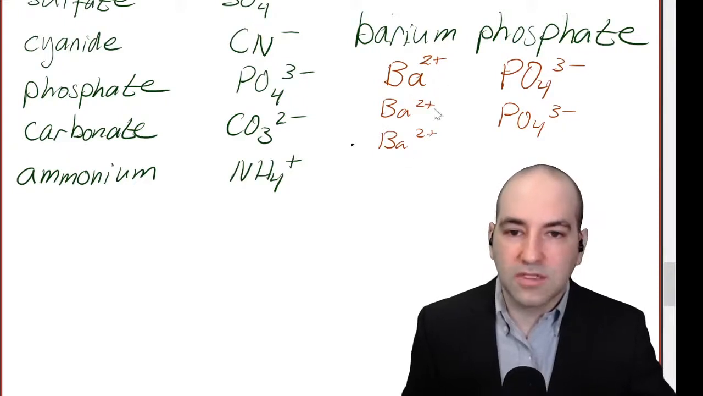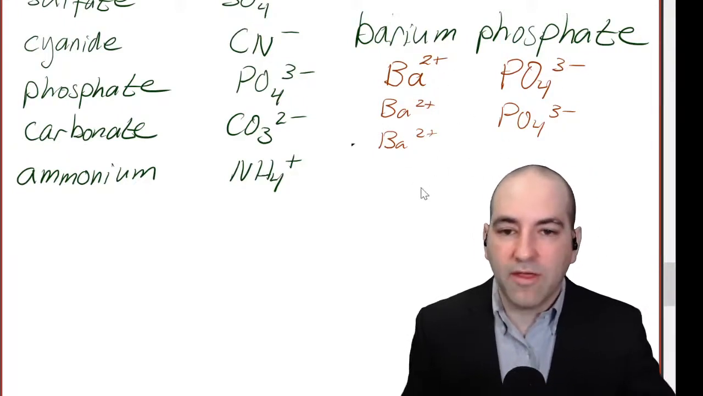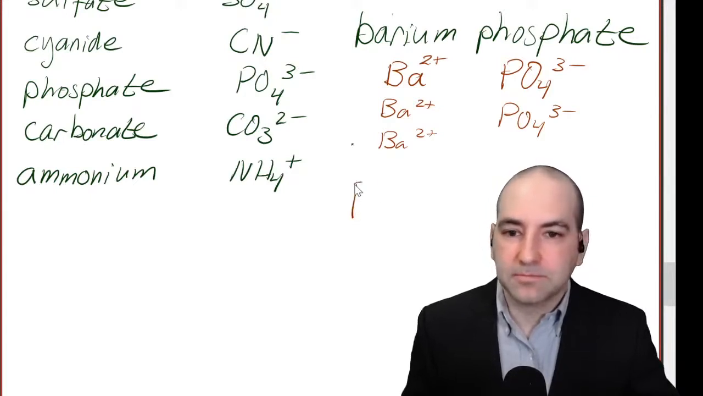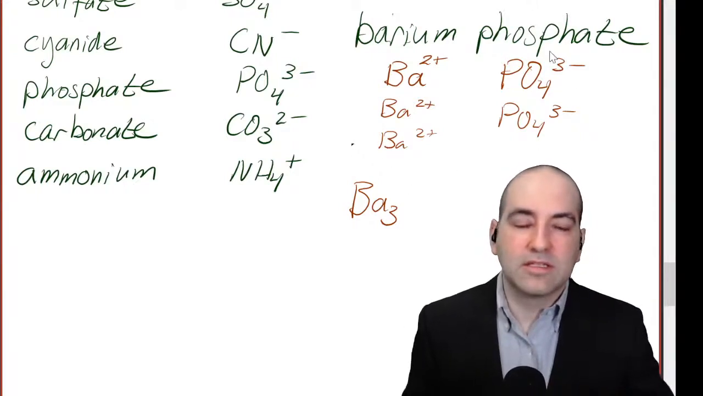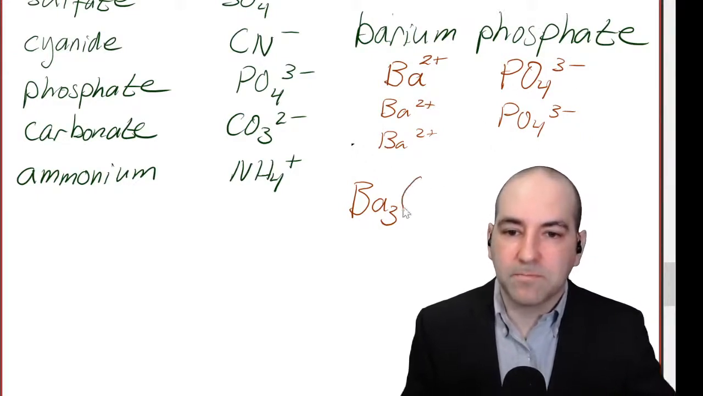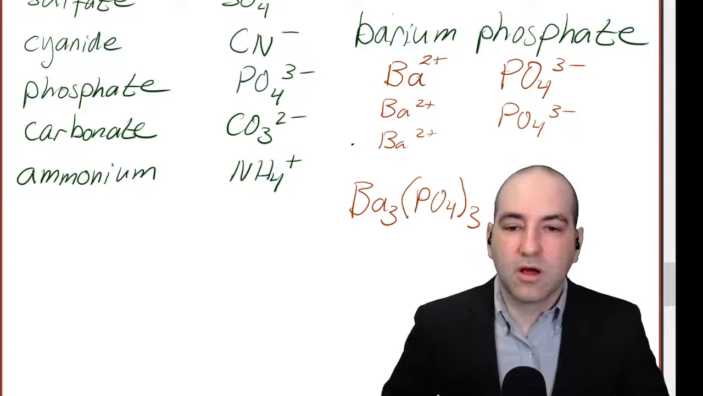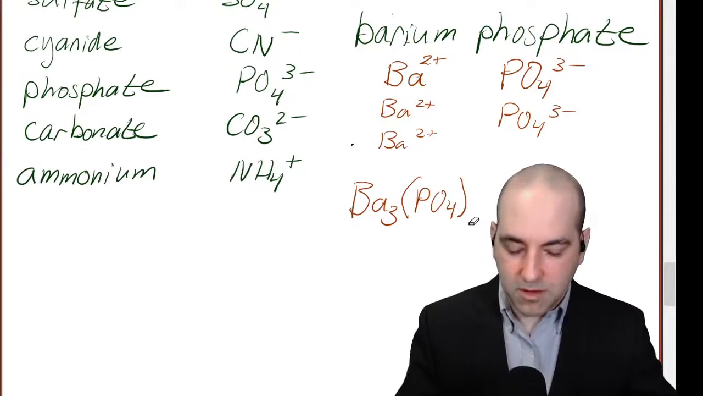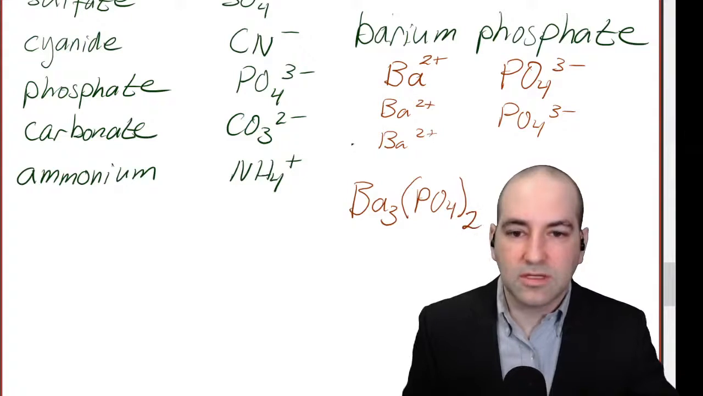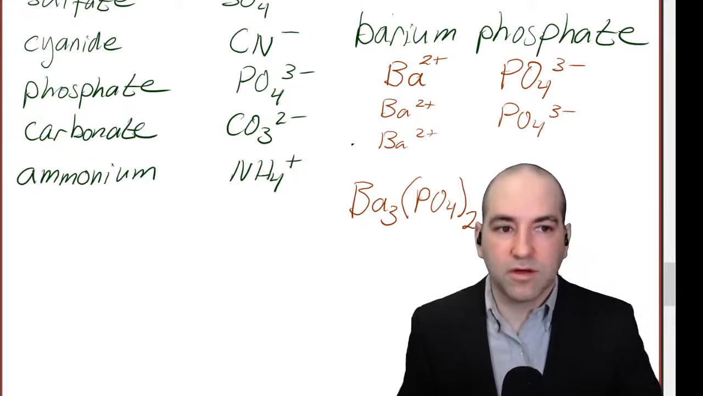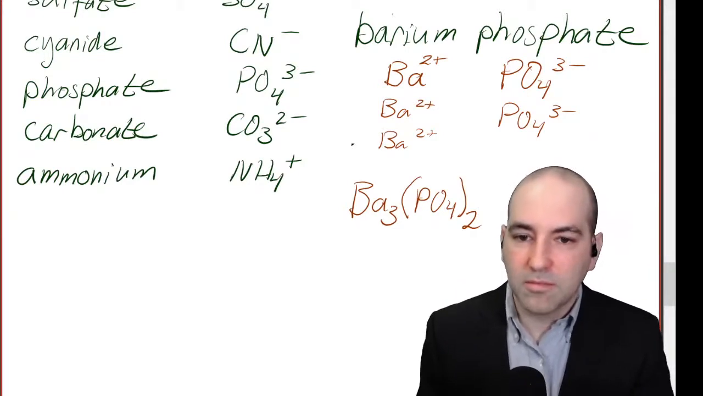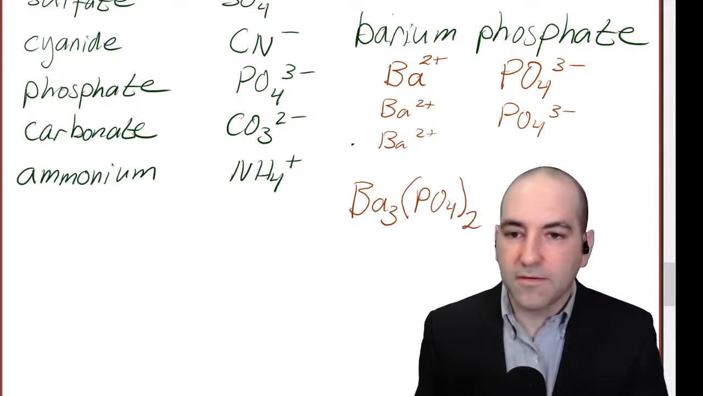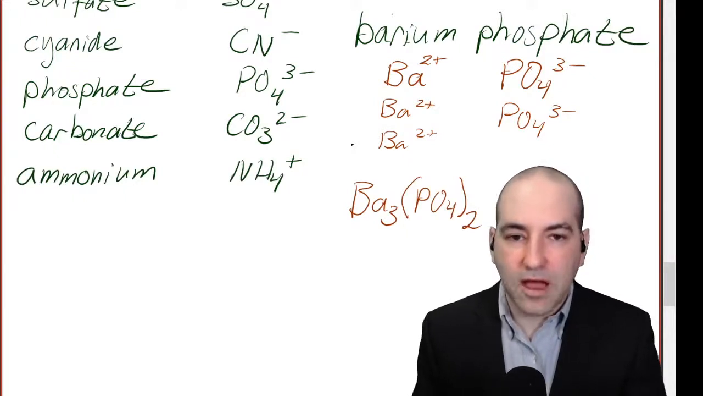Now we have a total of 6+ and 6-. And the way we write that is Ba3 for the 3 bariums, as we've done before. And then since this is polyatomic, we want to keep it all together. We would go PO4, put it in parentheses, and then say 2, because we know there have to be 2 of those. All right, so that's our formula for barium phosphate, Ba3(PO4)2.